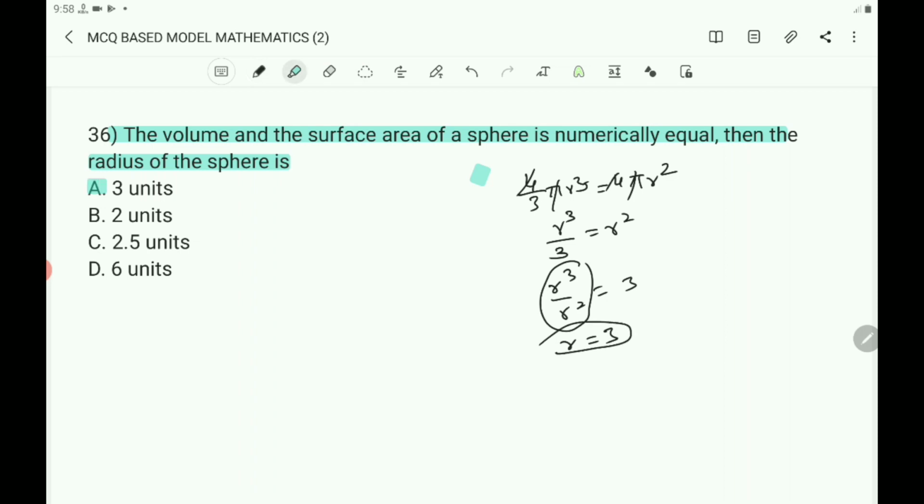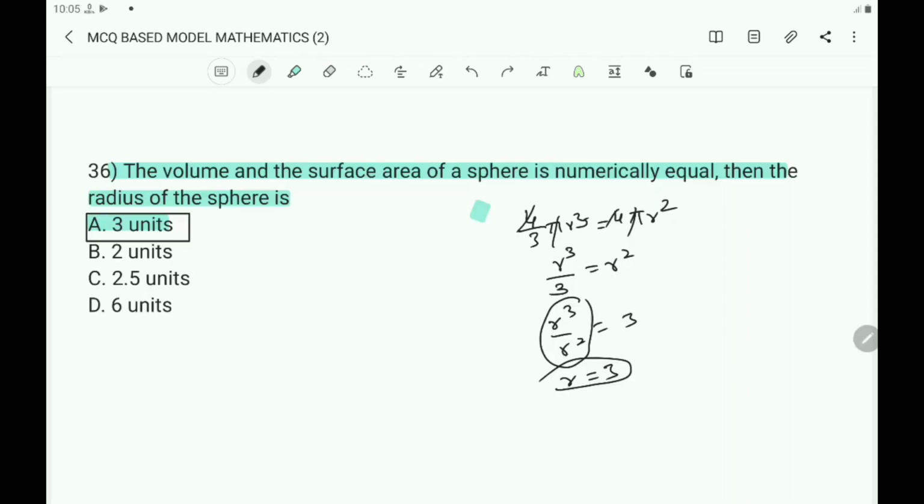So what is the answer? Option A is the answer. R is 3 units. That is the radius of the sphere is 3 units. You must know the formula for the volume of the sphere and also for the surface area of the sphere. Volume of the sphere is 4 by 3 pi r cube and surface area of the sphere is 4 pi r square. Here 4 pi cancels. So you will get r cube by r square equals 3.